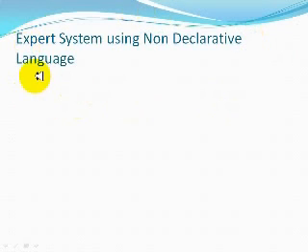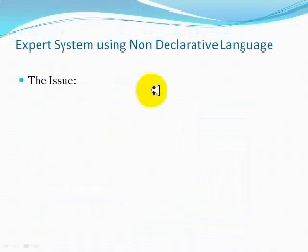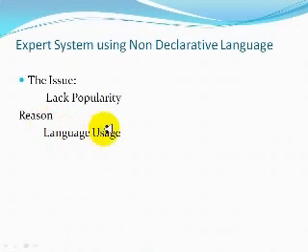During this research, we discovered that though expert systems were introduced five decades ago, they are still not popular among developers and users due to the difficulty of implementation and the usage of special languages. In this version, we mainly focus on how to use non-declarative languages for the implementation of expert systems.